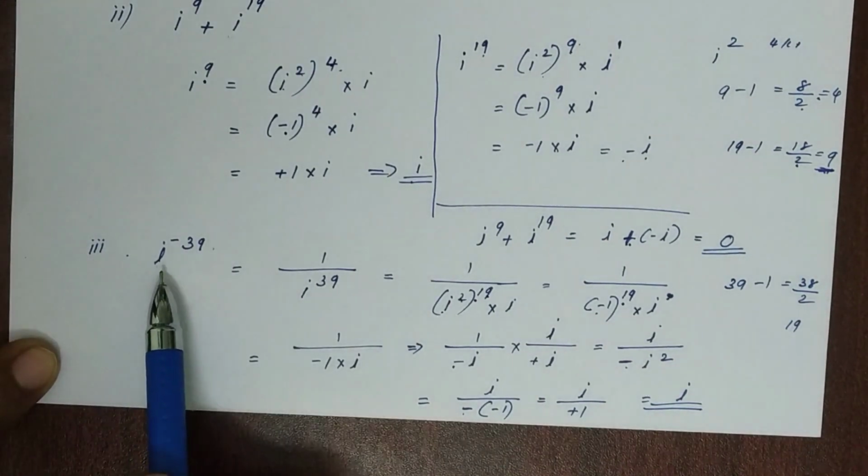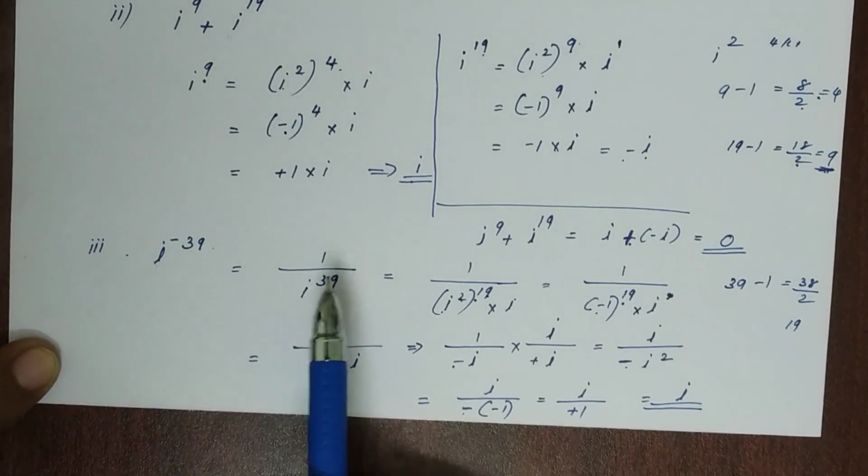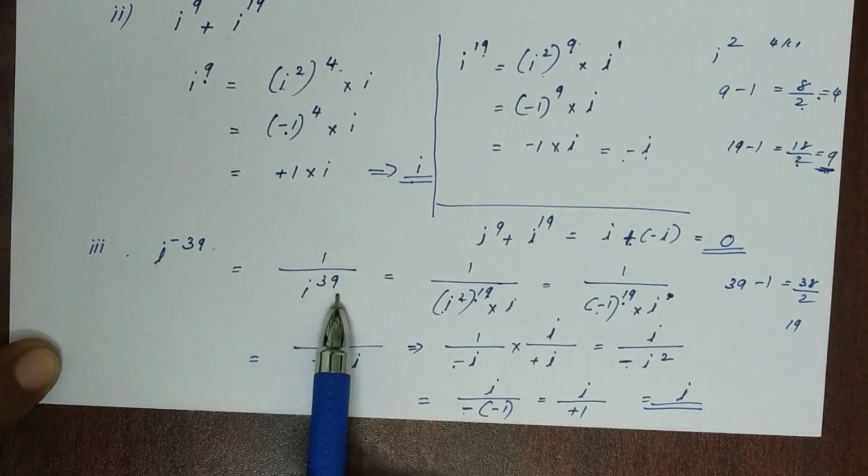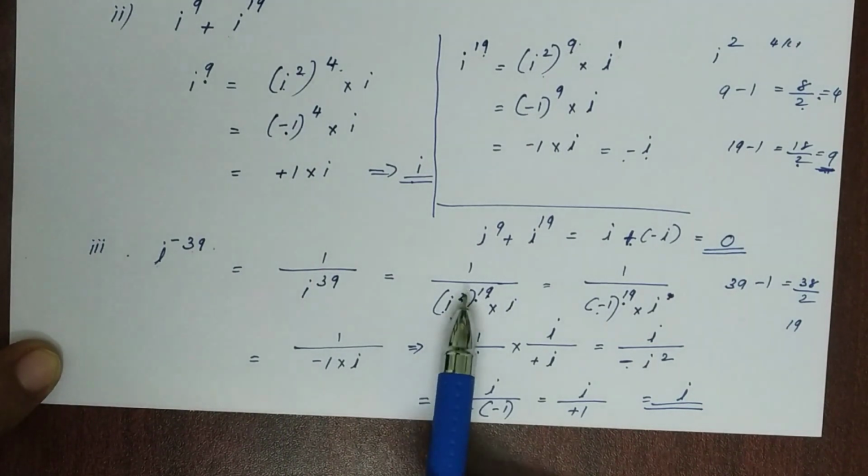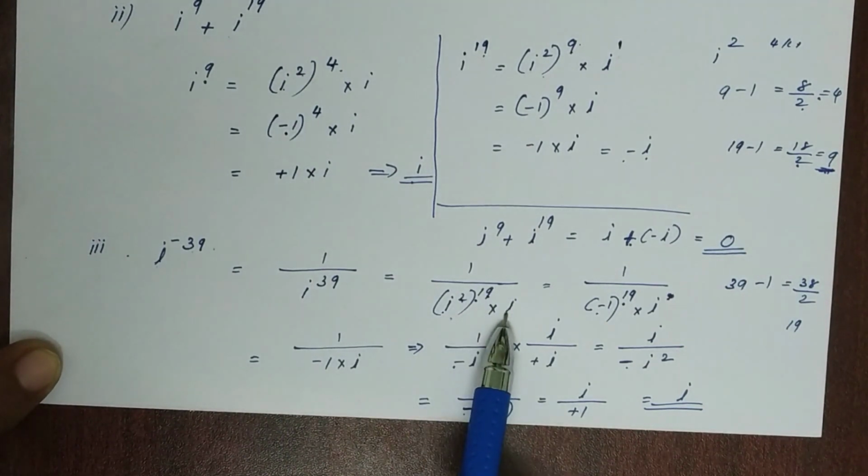So i raised to minus 39 is 1 by i raised to 39. That is equal to i square raised to 19 into i.